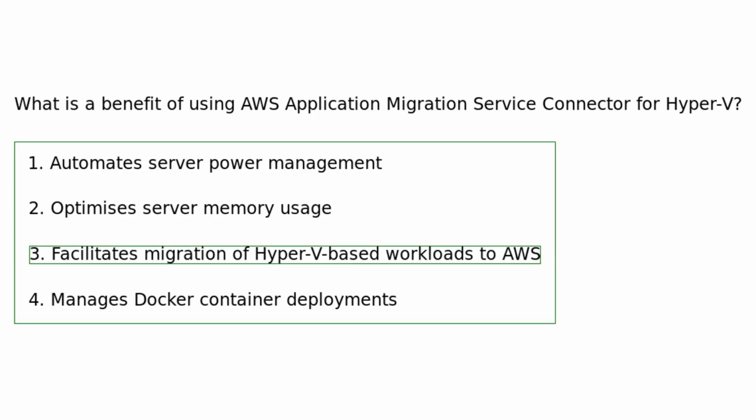The AWS Application Migration Service Connector for Hyper-V facilitates the migration of Hyper-V-based workloads to AWS, providing compatibility and integration support for applications running on Hyper-V environments.